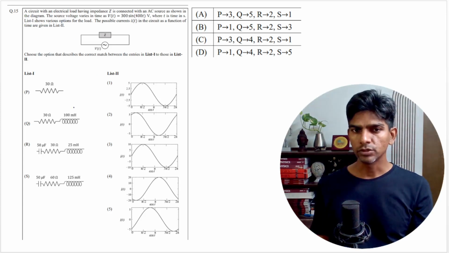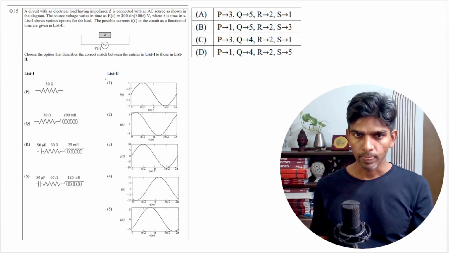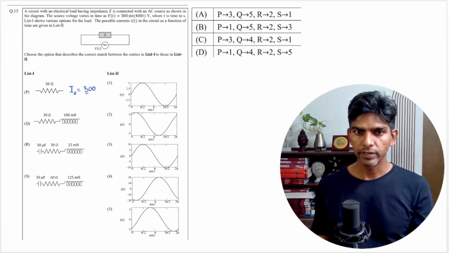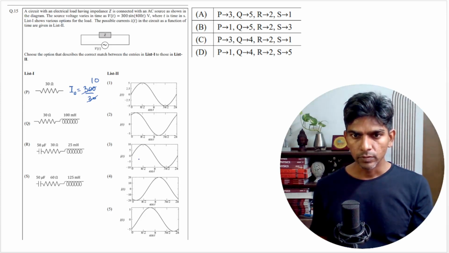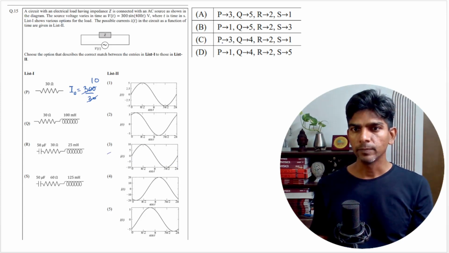So again, very basic question. In the first case, the load is purely resistive. So it means the current will be in phase with the applied voltage. If you look at the options, in this case, the peak value of the current will be 300 divided by 30, that will be 10. And it will be a sine function only, right? So let us see the option. It comes out to be the third one, right? So P corresponds to 3. So we can eliminate B and D.